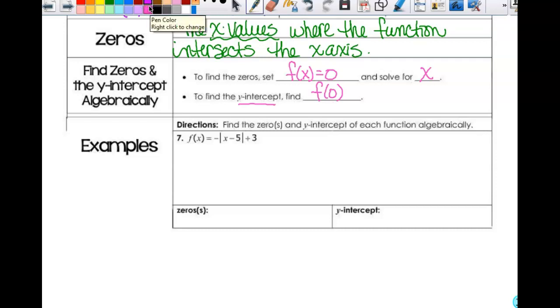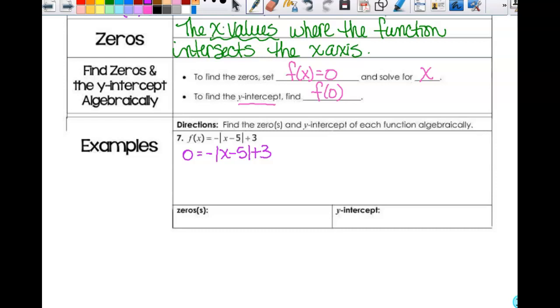Okay. All right, so I want to find the zeros and the y-intercept. So there's 2 separate things that we're doing here. To find the zeros, I set f of x equal to 0. So where f of x is, it becomes 0. 0 equals negative absolute value of x minus 5 plus 3. All right. So I'm solving an absolute value.